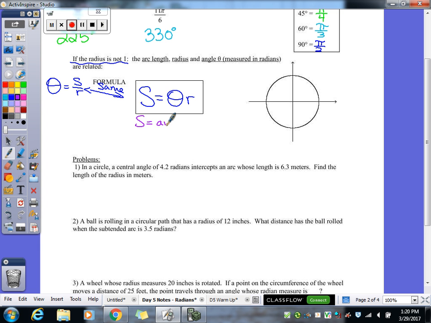So your S is your arc length. Your theta is your angle in radians. And your r is your radius. So you got to be careful with these kinds of problems. What they love to do is they just switch between the units. So you got to remember to pay attention to what units they are talking about. We're going to have some little unit conversions we have to do first, and then we can figure out our answers.